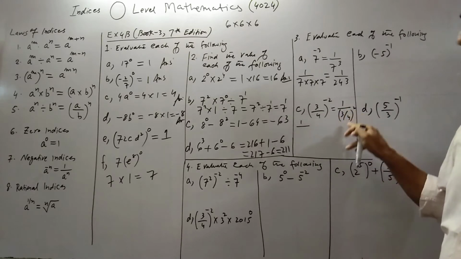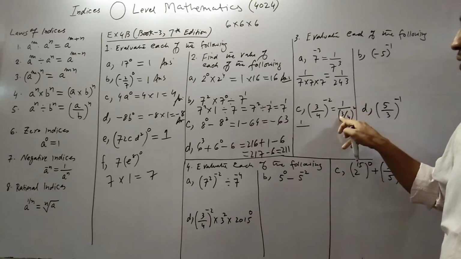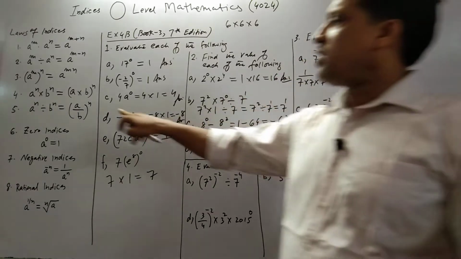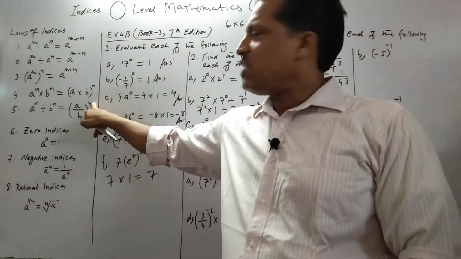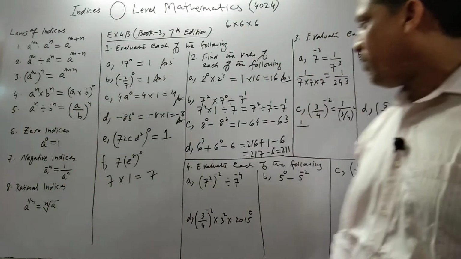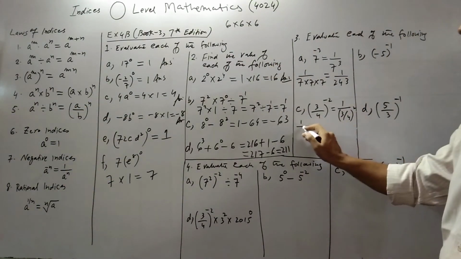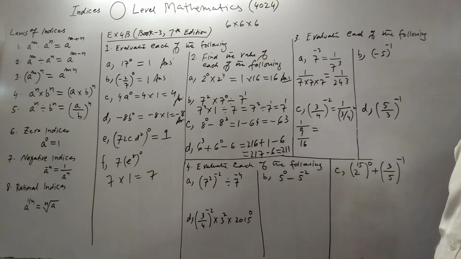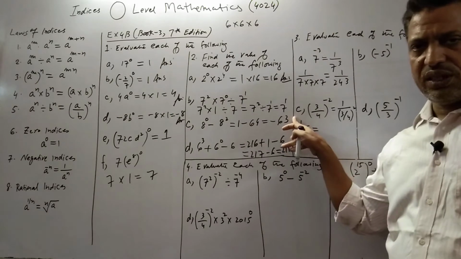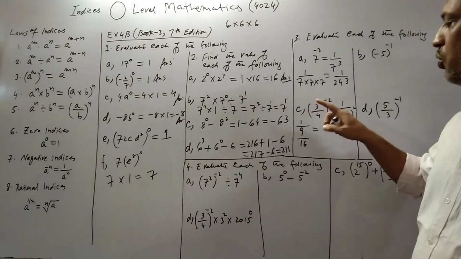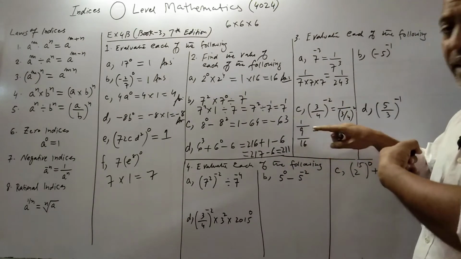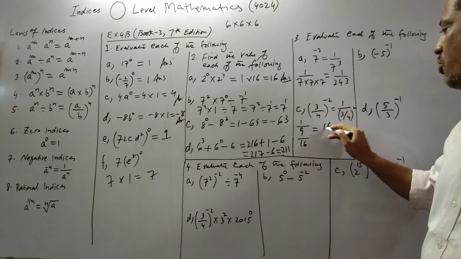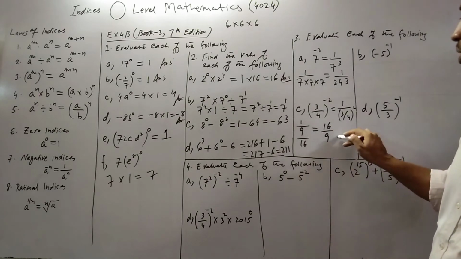Now, 1 upon 3 square. Apply this square on this and this power on this. Which law is applicable? This law is applicable. a upon b to the power n means we apply a to the power n and b to the power n. To apply this square on this 3, it becomes 9. This square on 4, it becomes 16. And students, if you see two fractions, upon upon, then you turn the denominator into the numerator. So this last denominator becomes a numerator. So the answer is 16 upon 9.